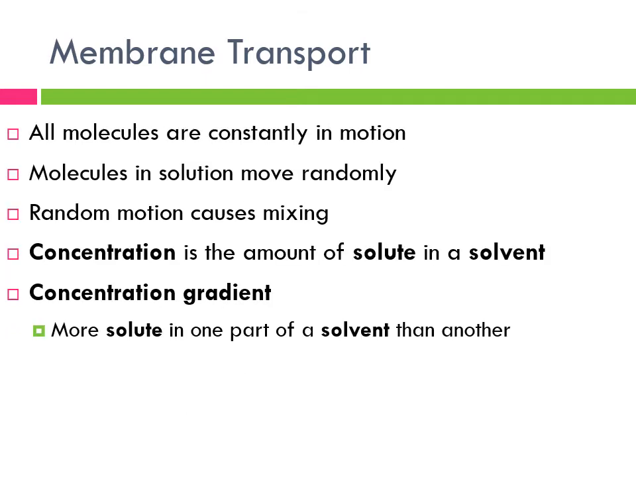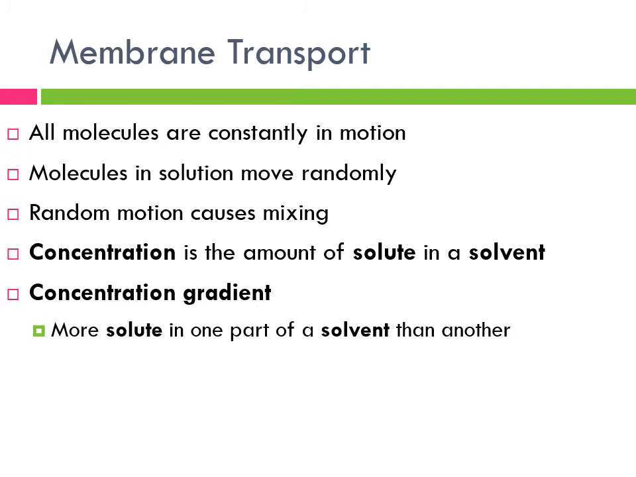All of our molecules in our body are constantly in motion, so they're always moving, and they move in a random pattern. Random motion causes mixing of different substances. And so we're going to talk a little bit about just general concentration, diffusion, things like that. So the concentration is the amount of solute that is within a solvent. The solute would be like particles that are within a solvent. The solvent would be the liquid. A concentration gradient is where you have more solutes in one part of a solvent than another.